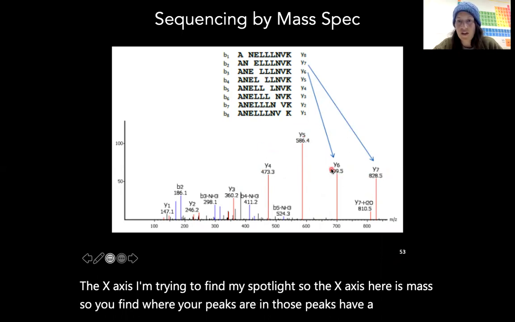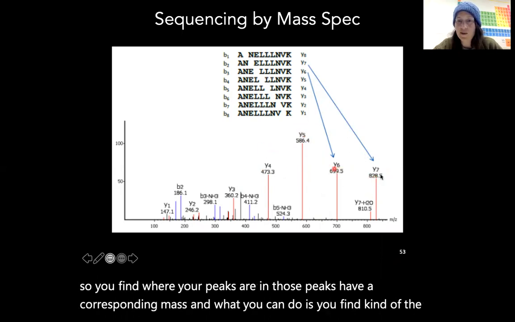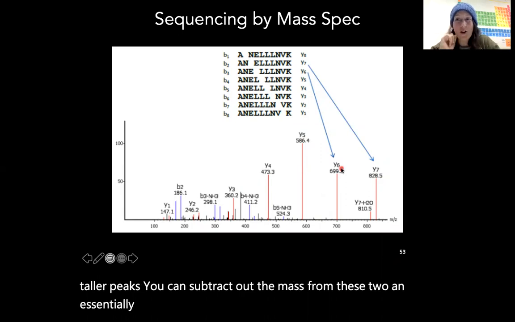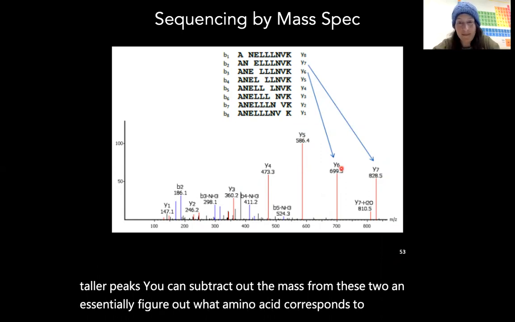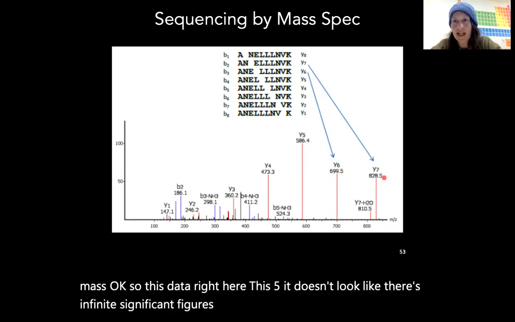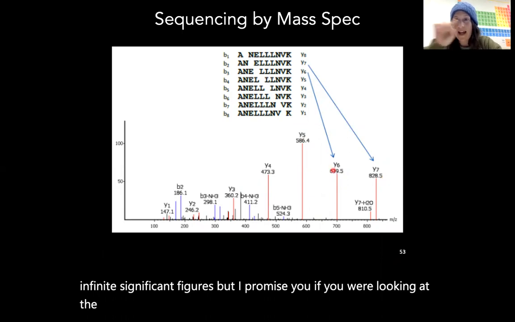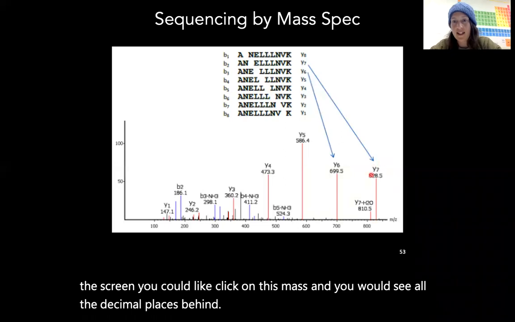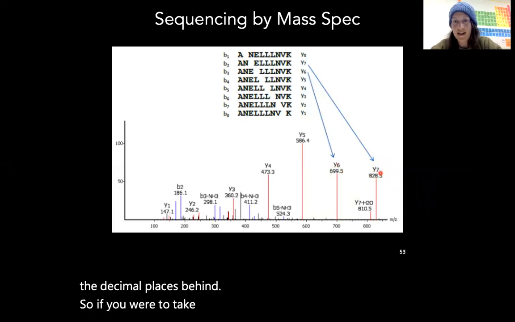And what you can do is you find the taller peaks, and you can subtract out the mass from these two and essentially figure out what amino acid corresponds to that exact mass. This data right here, this 0.5, it doesn't look like there's infinite significant figures, but I promise you, if you were looking at the screen, you could click on this mass and you would see all the decimal places.